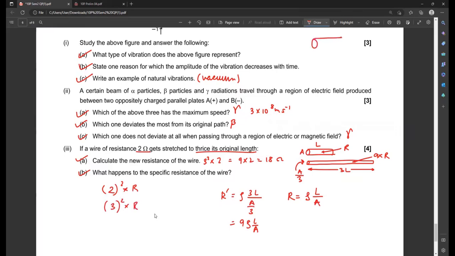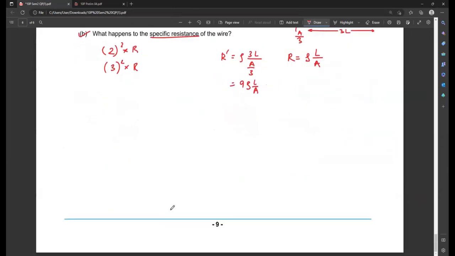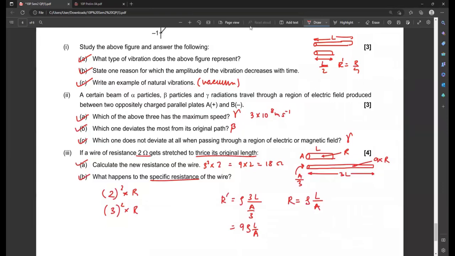In the same way, if a wire is folded, that means if the length of the wire is made half, so if this is L and the new wire is L by 2, then its resistance will decrease by 4 times. Okay, is that understood? Yes, sir. What will happen to the specific resistance? It will remain unchanged. Specific resistance is only affected by temperature and the material of the wire. So this is the end of the Sem 2 paper.